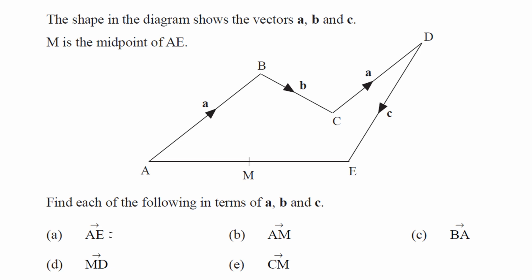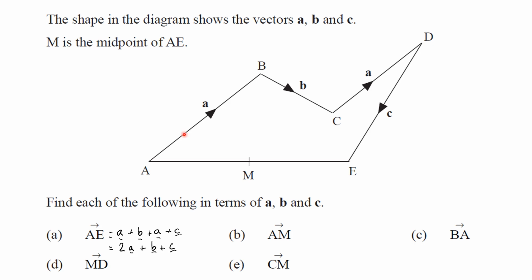B, that's the vector A, then from B to C, from C to D, and then from D to E, which is the vector C. Okay, and we can simplify this just like how you collect like terms. This is 2A plus B plus C.